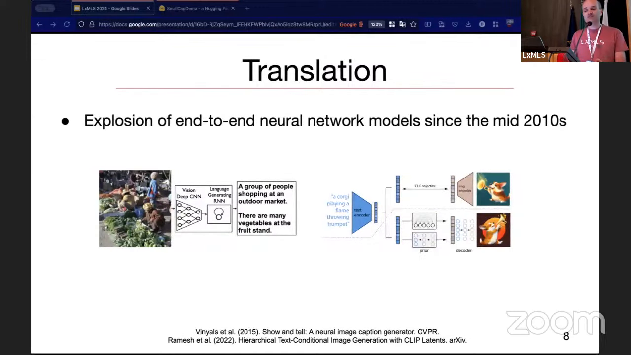In terms of translation, going from one modality to another, in 2015, there was the first compelling example of using a neural net to translate from an image into a sentence using a recurrent neural network. And now we have a system that will go in the opposite direction through a conditional diffusion model, taking text as an input and trying to synthesize plausible pixel arrays from that.